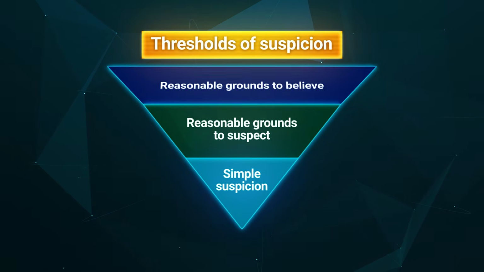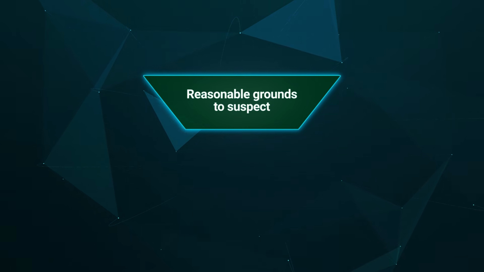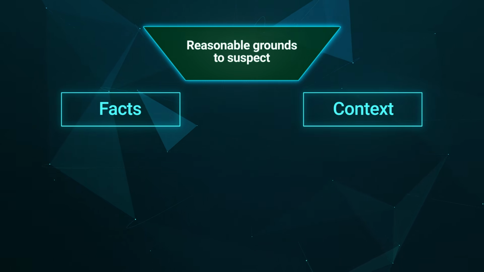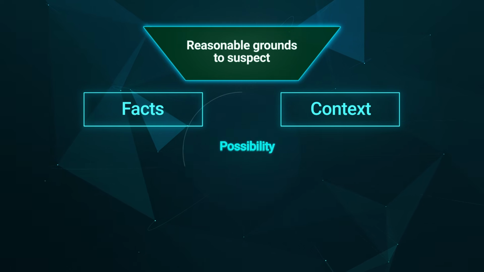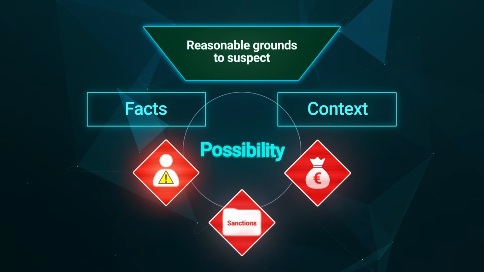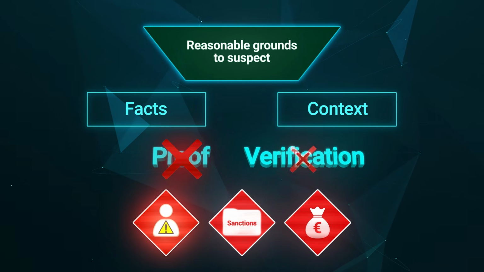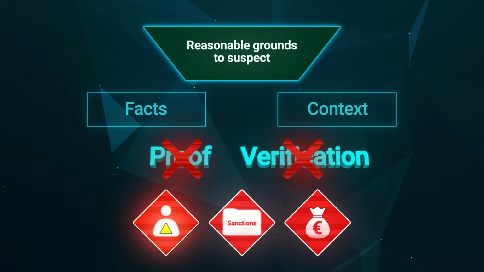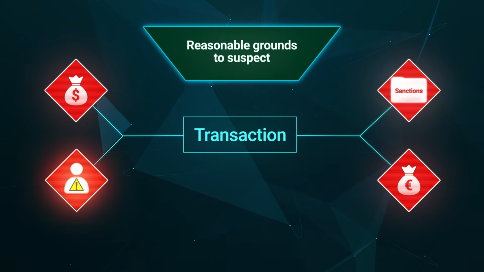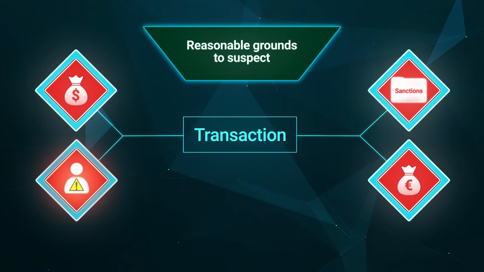Reasonable grounds to suspect is a step above simple suspicion. This is when, based on an assessment of facts, context, and indicators, there is a possibility that a money laundering, terrorist financing, or sanctions evasion offense is occurring. You do not need proof or verification, but in your review, you conclude that a particular transaction is related to the commission of a money laundering, terrorist financing, or sanctions evasion offense.